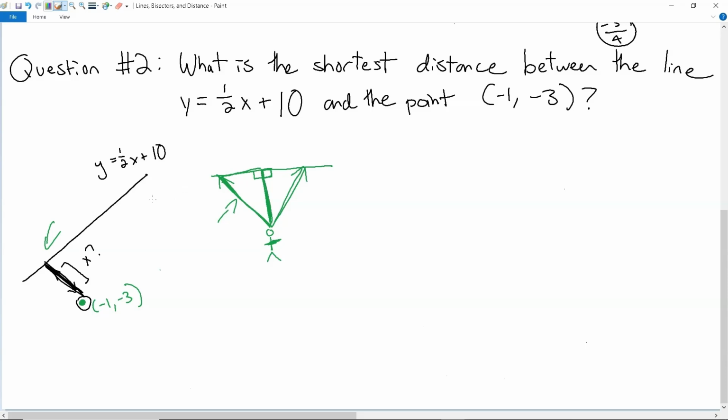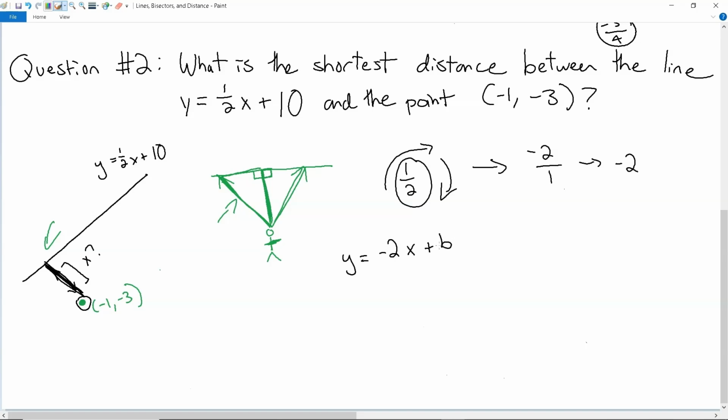And it's not going to be a bisector because we don't know that we're cutting the line exactly in half. That's not what we're doing. But we do need the reciprocal slope of our original line. We know we have a 1 over 2 in our original line. If I flip that over and change the sign, I get a negative 2 over 1, or simply negative 2. So that gives me a shell of our linear equation. We still want b.